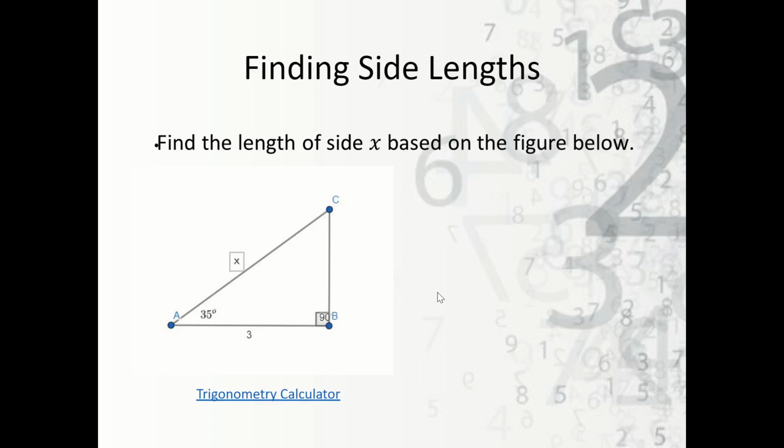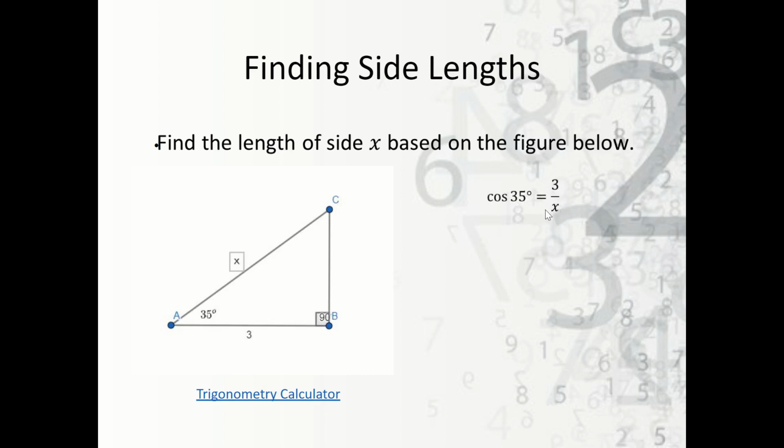Let's look at another example. What if this time we need to find the hypotenuse? Again, we know that this is 35 degrees. And here we have an adjacent and a hypotenuse that we can work with. Adjacent and hypotenuse would be cosine. So we'd say cosine of 35 degrees is equal to 3 over x.